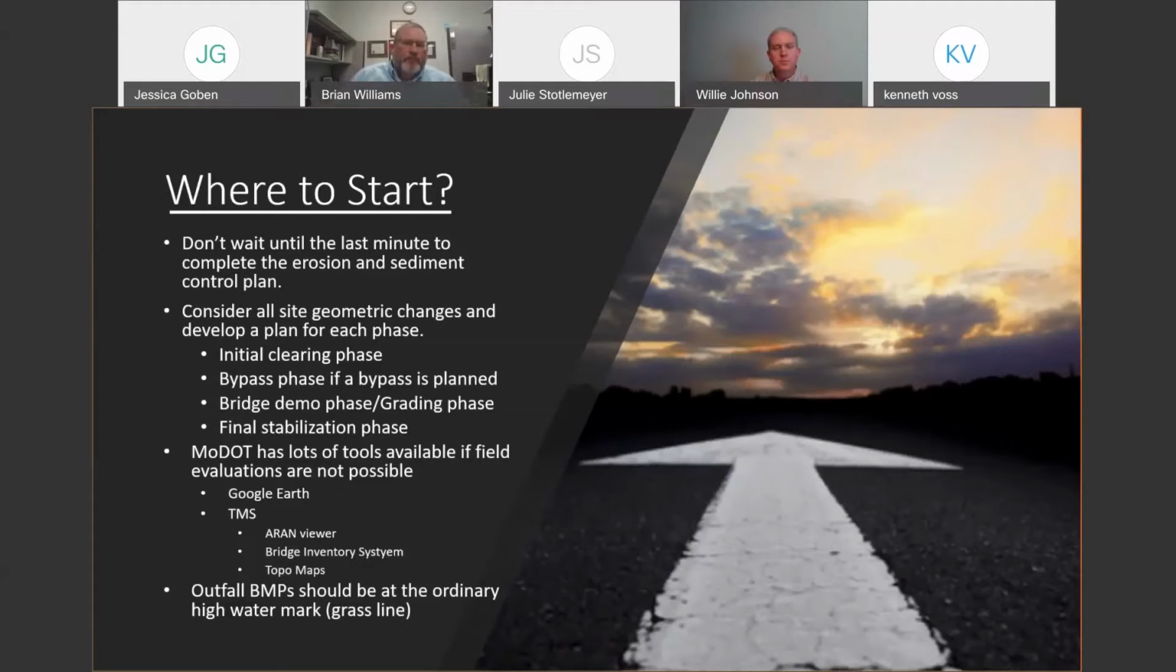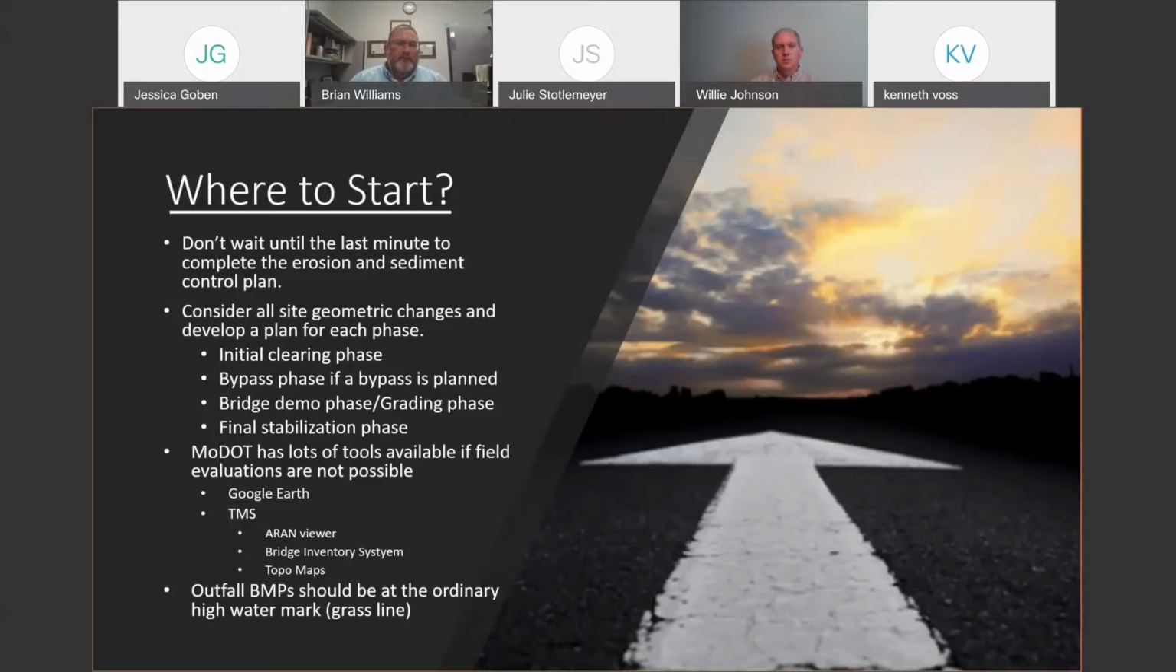Okay. So again, before you start your erosion sediment control plans, some concepts to think about. Again, don't wait till the last minute to complete your erosion sediment control plans. Consider all your site geometrics and develop a plan for each phase. Now, the permit always said you needed all phases of construction, and the excuse that I've heard for years is, well, we don't know how the contractor is going to do work. You don't have to know how the contractor is going to work. Then you're going to have your final stabilization phase. Okay? Those generic phases are going to get you through 99% of the projects that we do at MoDOT when it comes to bridge type projects.